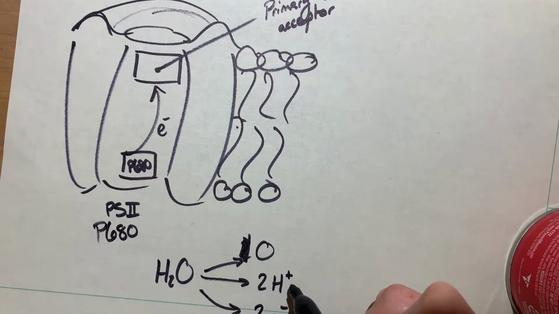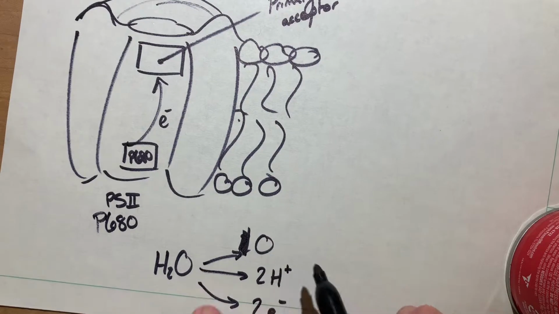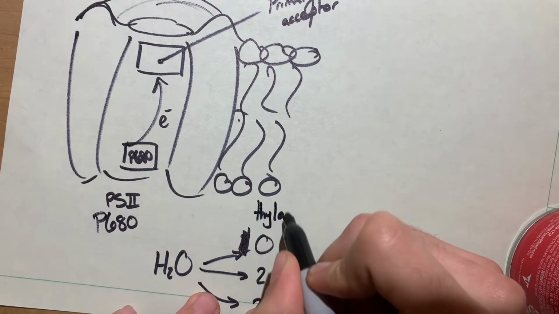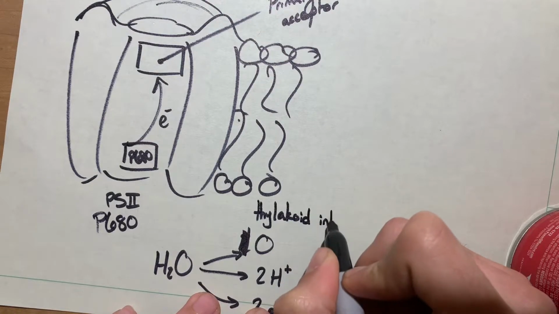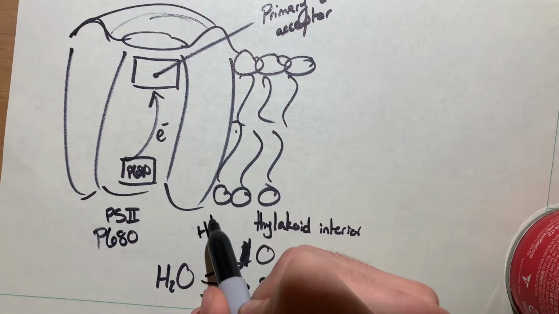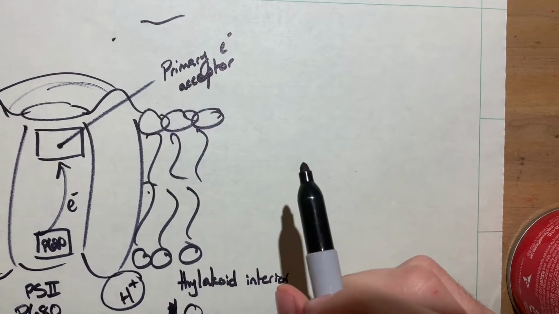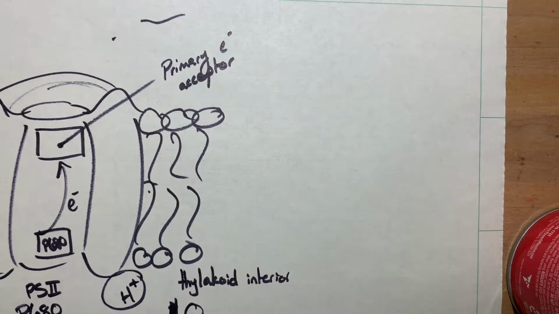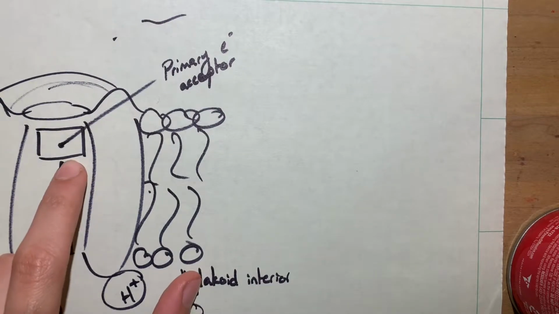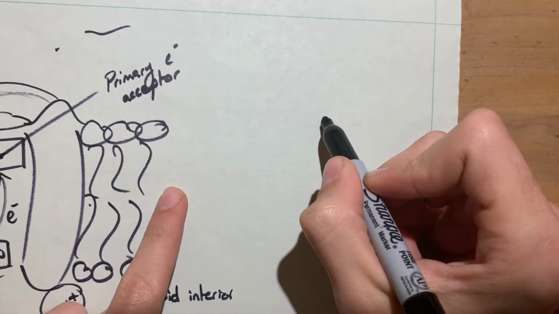These H pluses, the hydrogen ions, those are actually going to get released into the interior of the thylakoid. So let's say this is the thylakoid interior. On the other side it's not. So the H plus is going to be floating around over here. And now what's next though is that as the photoexcited electron goes from the acceptor and it goes towards PS1, so we're going to have to draw another one.